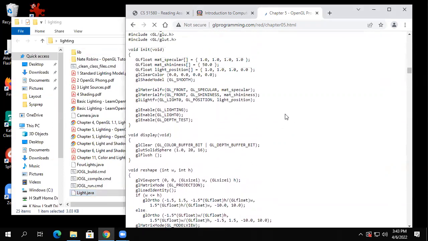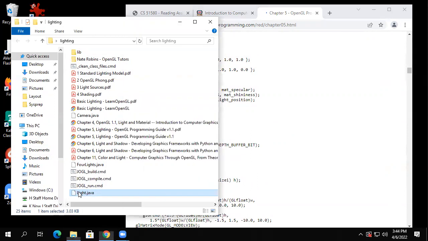So I took this example, and this one's pretty simple. Okay, now here's the code. This is C, and this is what it looks like when you turn it into Java.